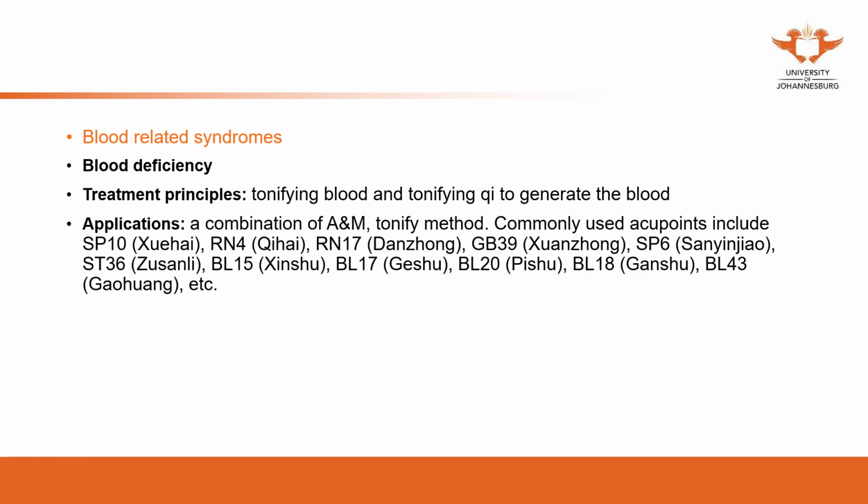For the treatments, we're going to tonify the blood and the qi, because of the blood deficiency, and also for bleeding. We cannot create the blood immediately, but what's important is that we need to recover the confining function of the qi in order to stop bleeding and in order to create the blood. We need to tonify the qi. So for the commonly used points, we're going to focus on the blood and the qi. We can use Spleen 10, Ren 4, Ren 17, GB 39, Spleen 6, Stomach 36, Bladder 15, 17, 20, 18, 43.